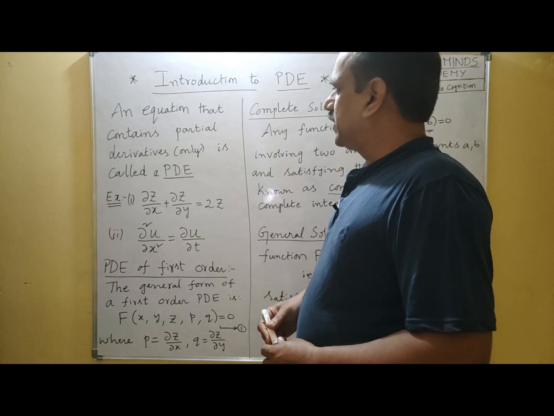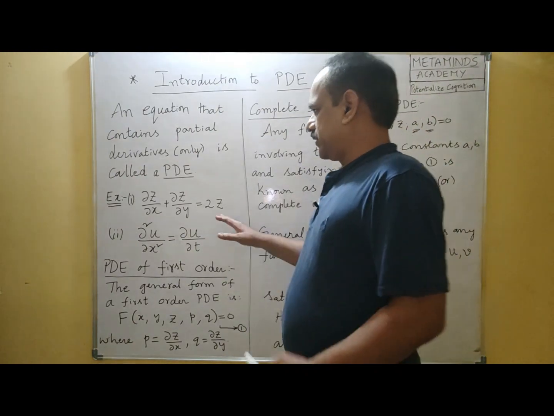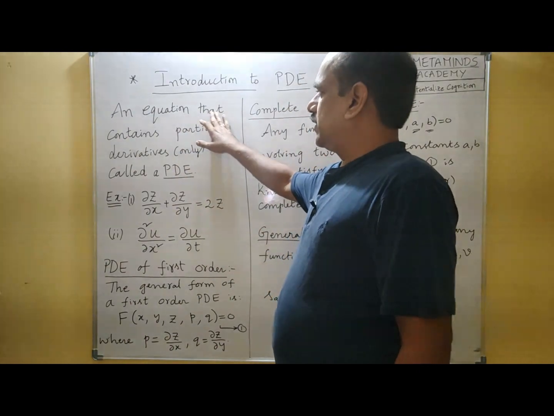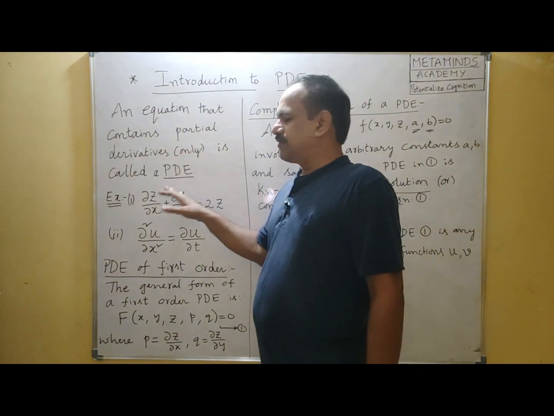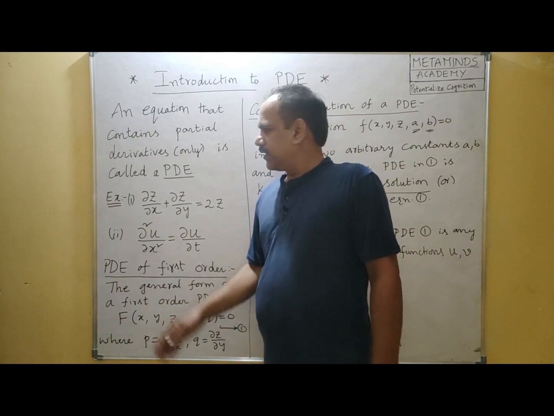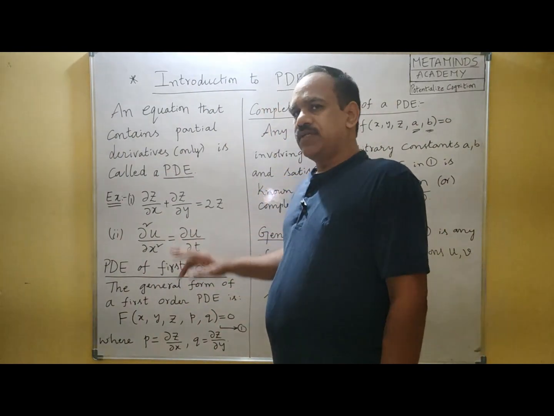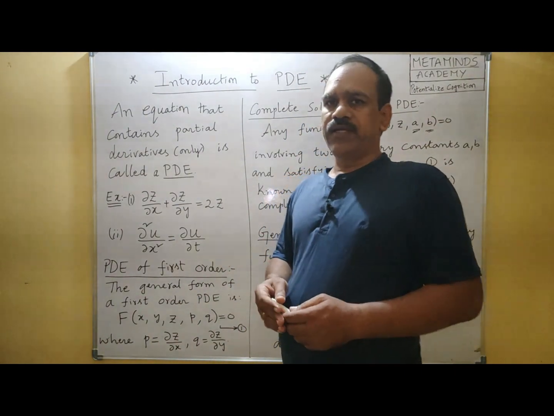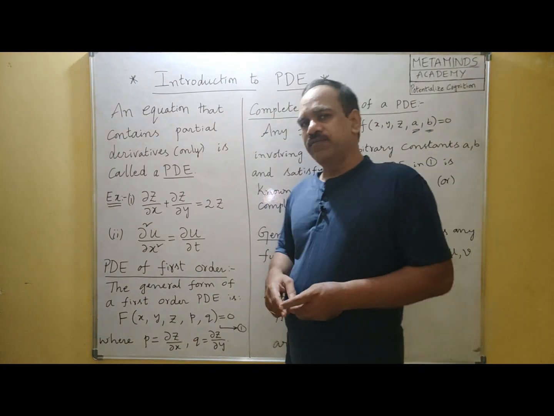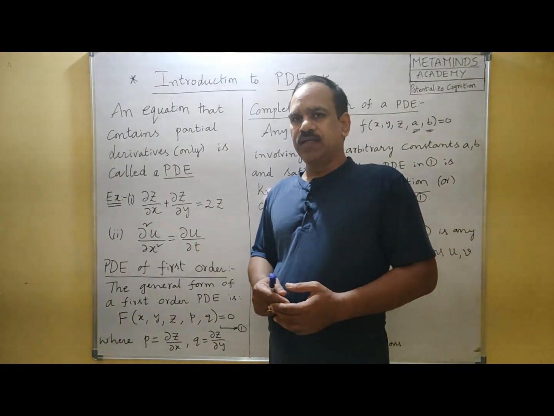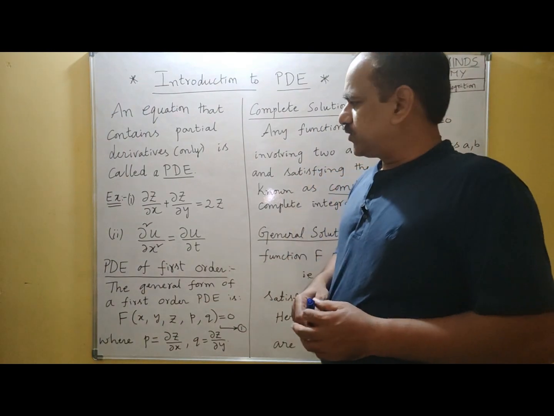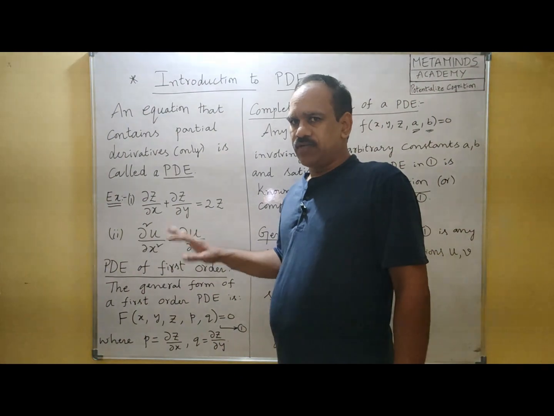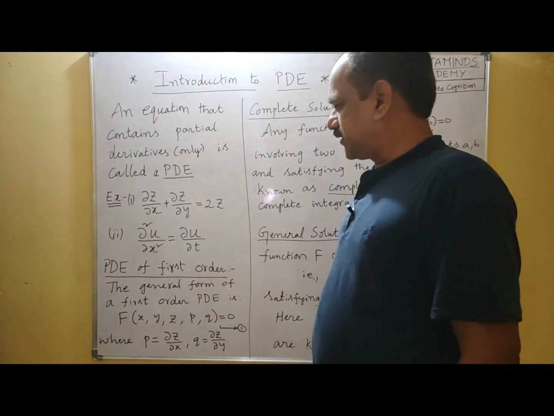So how does a partial differential equation look? How do you define a partial differential equation? An equation that contains partial derivatives is called a partial differential equation. If the equation contains ordinary derivatives, it is called an ordinary differential equation. If the equation contains both ordinary and partial derivatives, it is called a mixed differential equation. We are not going to study any of those. We are going to study only partial differential equations, and how to solve PDEs, in this series of lectures.